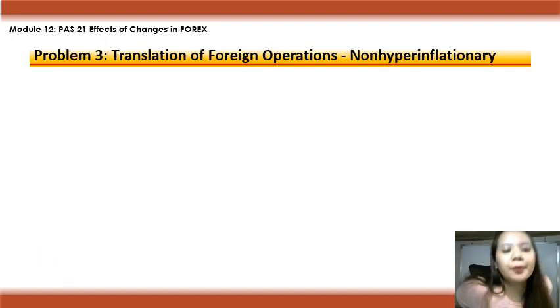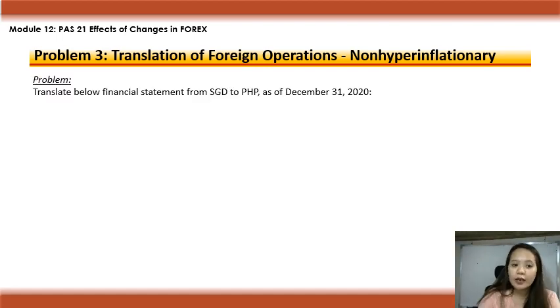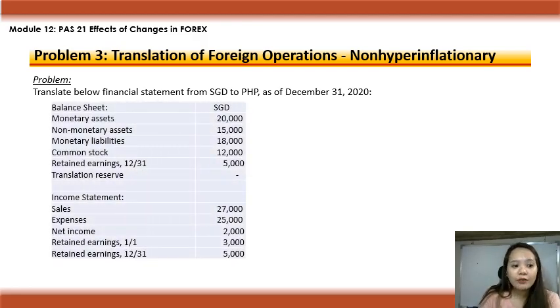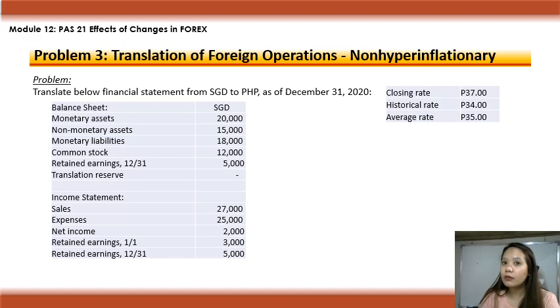Okay. Problem 3, non-hyperinflationary. Try natin na translate tong FS from SGD to PHP daw. So, given yung balance sheet and income statement, given din yung rates, closing rate, historical rate, and then average rate. We all know kapag monetary assets and liabilities, we use the closing rate. Kapag non-monetary assets and liabilities, we use the historical rates. Kapag common stock, historical. Kapag retained earnings, that's beginning retained earnings plus net income less dividends, if any. Dito wala namang dividends, okay? And then, for the income statement, we use the average rate.